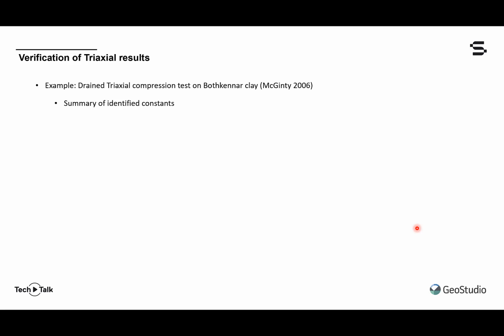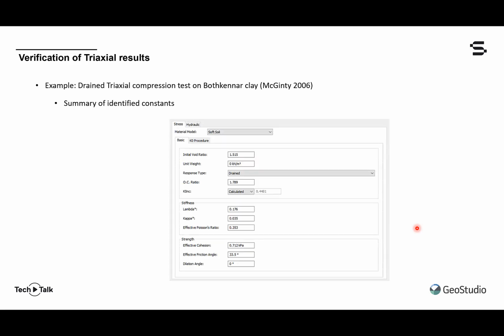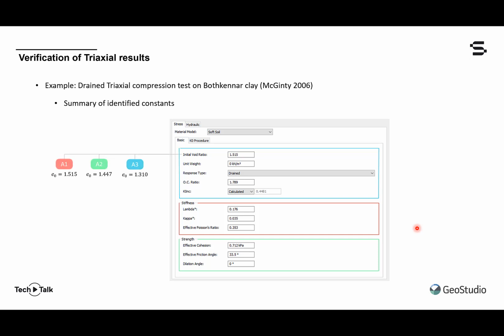The results of the calibration procedure for the clay can be summarized as follows. Three stiffness constants, including lambda star, kappa star, and the effective Poisson's ratio. The Mohr-Coulomb strength parameters, including the effective cohesion and friction angle. And the sample-specific parameters for the three tests. So we show one screen capture, but of course each of the three specimens have their own unique values for E0 and OCR.